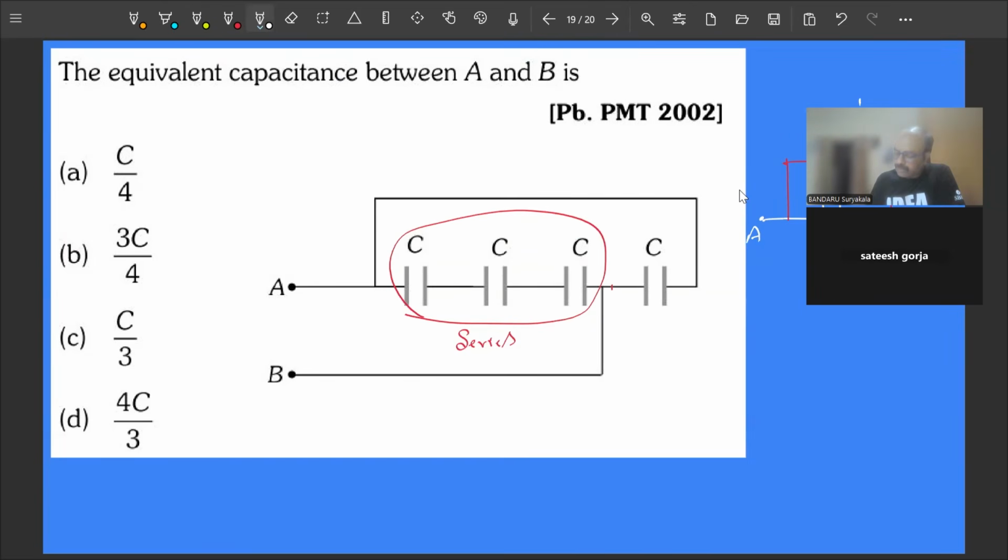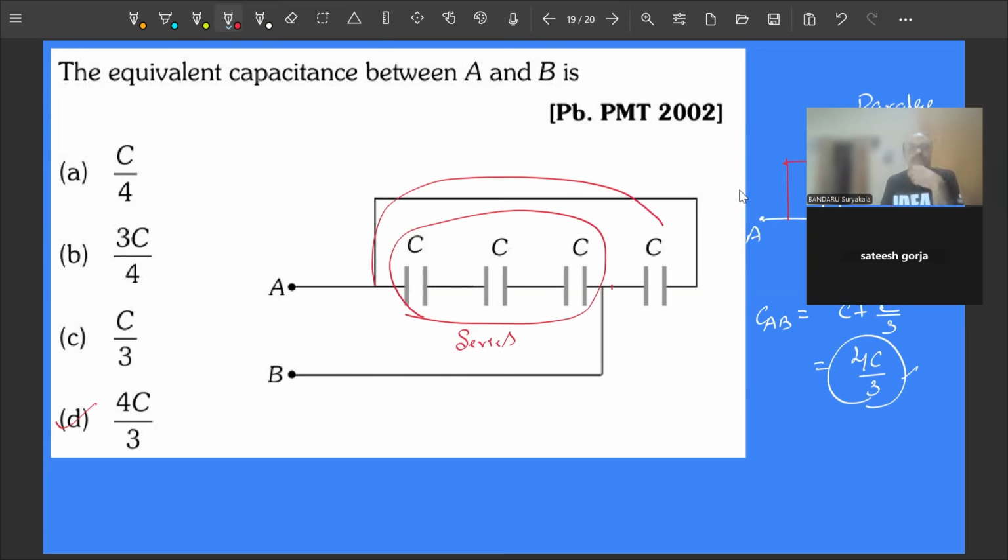Now these two are in parallel. Parallel formula we have C1 plus C2. So C plus C by 3 becomes 4C by 3. So option D is the correct answer. So first, these 2 or 3 are in series. Later, we can shift the capacitor. So why? Because there are no other capacitors here. The total we can connect it here.